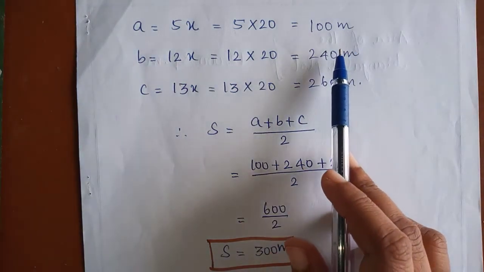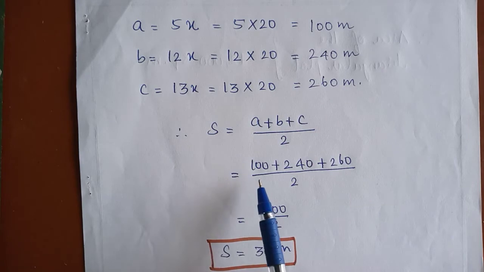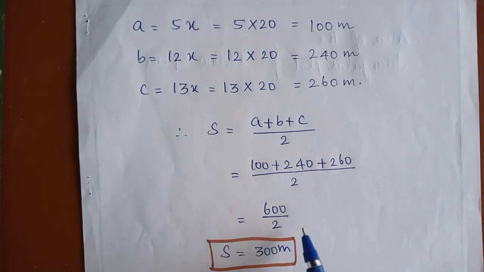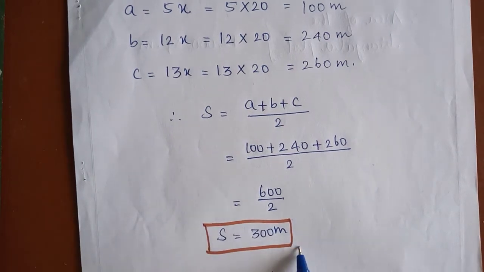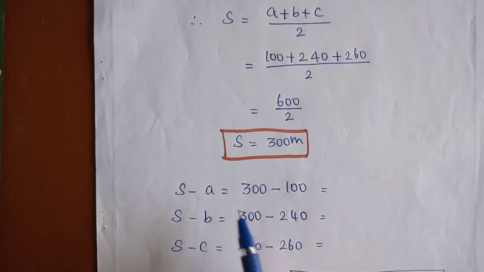So you find the value of A, B, C as 100, 240 and 260. So S is equal to (100 plus 240 plus 260) by 2 is equal to 600 by 2. The semi-perimeter S is equal to 300 meter. Then you have to find S minus A, S minus B and S minus C.